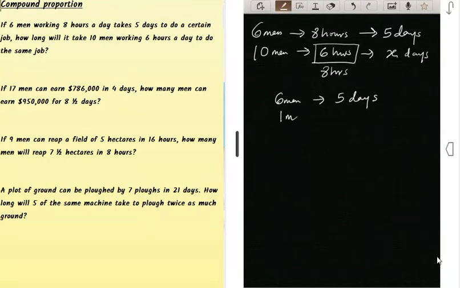1 man will do a job in more days, isn't it? And then 10 men will do the same job in fewer days, so I have to divide, okay, and that will give me 3 days.